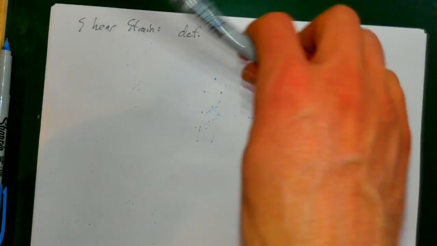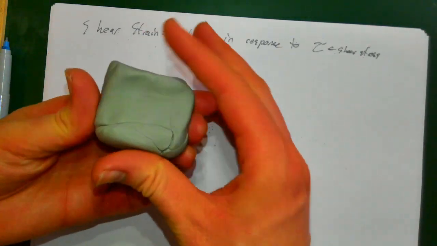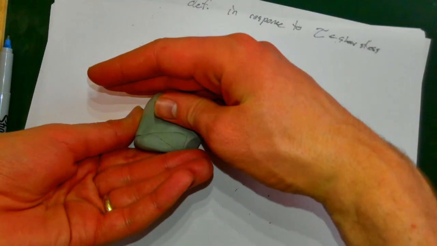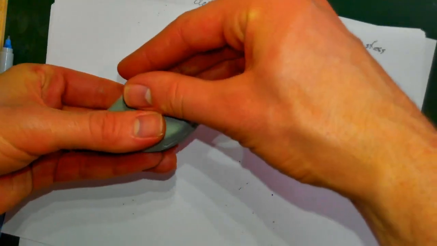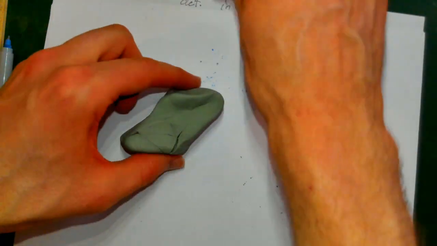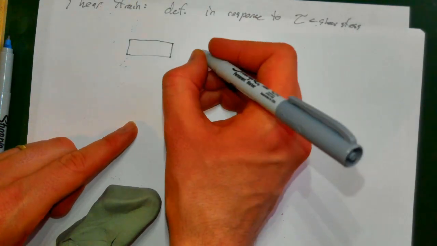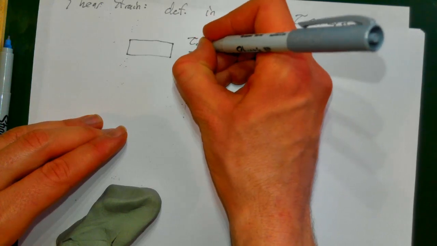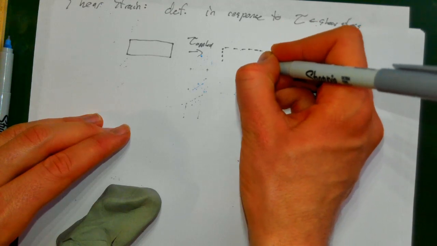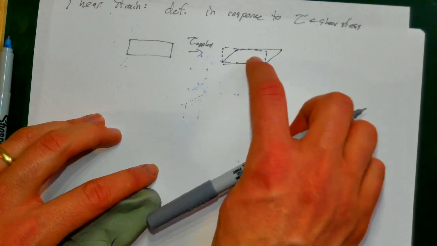And what does it look like? Well, you can imagine if I were to have some chunk of material like this, and I were to apply that shear stress that moves the top one way and the bottom the other. If I started out with a rectangle, and then I applied my shear stress, I would end up with something that looked kind of like a parallelogram.